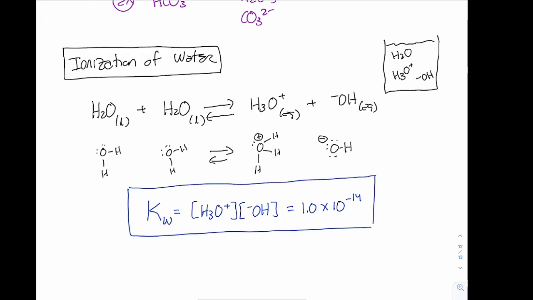But this is going to be a really important equation. This is going to be the basis for whether or not a solution is considered acidic or basic if you have an aqueous solution. It's also going to be the basis for our pH scale. So again, anytime you have water, it doesn't have to be pure water, it could be a salt solution of water. If something's in water, water reacts with water to produce hydronium ions and hydroxide ions.